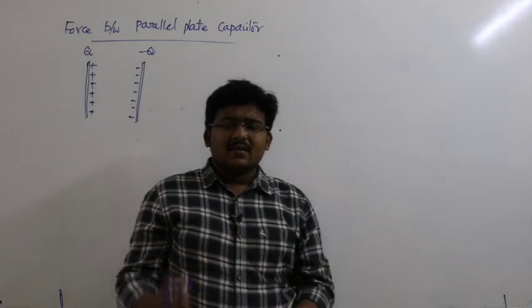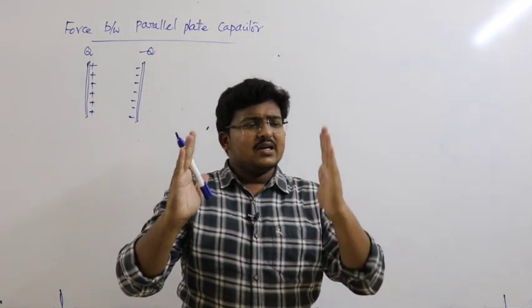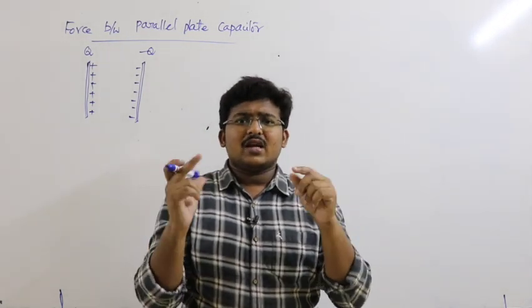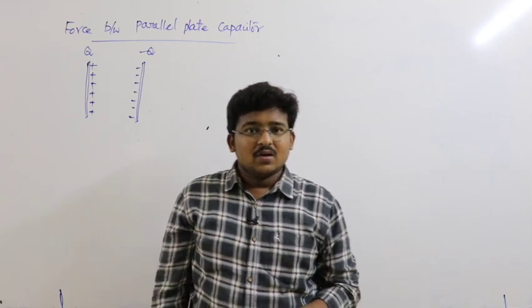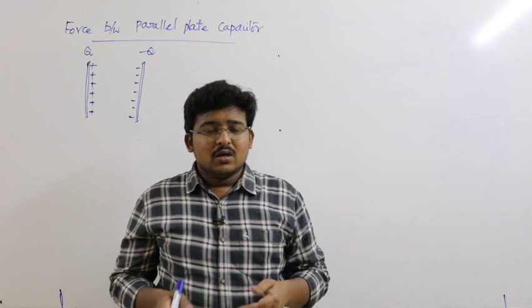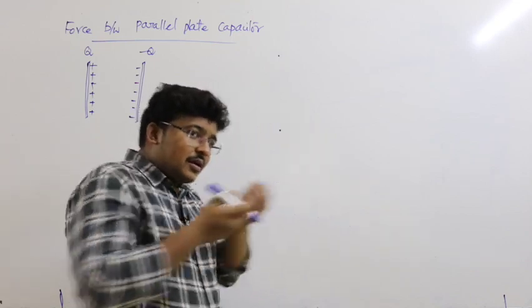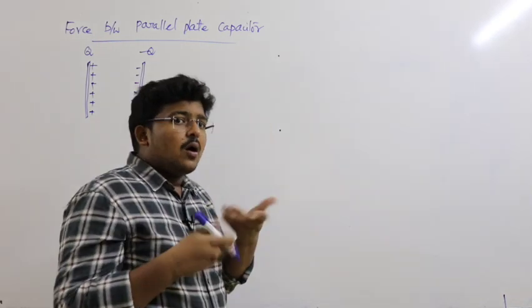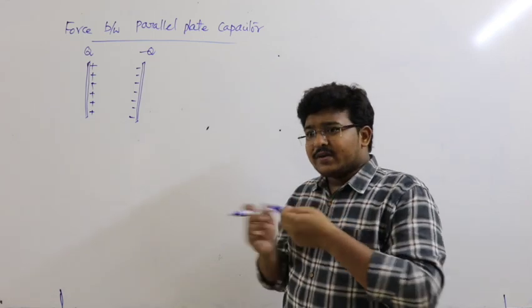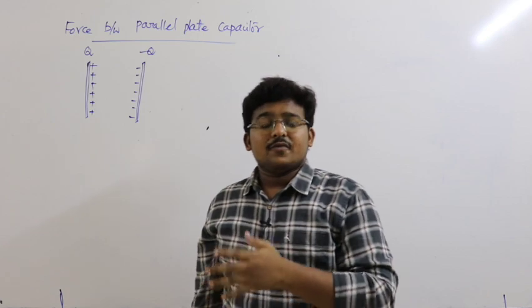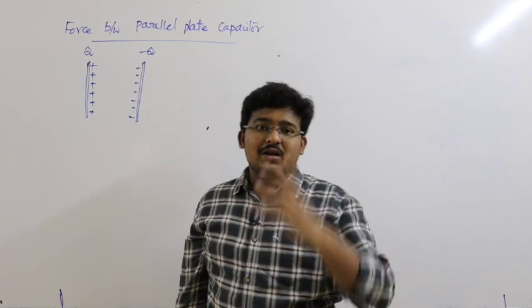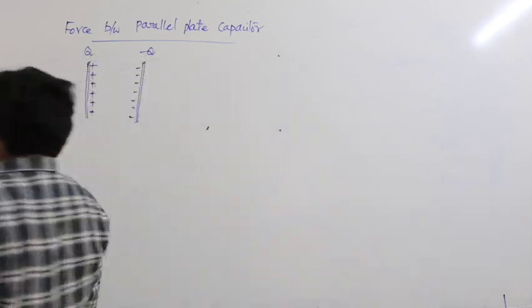Can I say like this? It is positive charge and it is negative charge. Automatically, unlike charges attract each other according to electrostatics. So there is an attraction force, which means this positive plate will pull the negative plate, or I can say this negative plate will attract the positive plate. So that is how there is a force acting between the two parallel plates. Now I am going to find that.